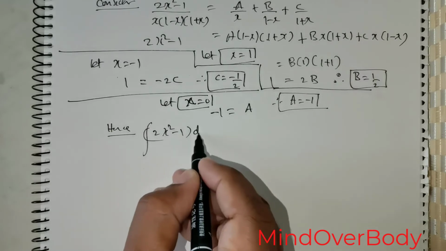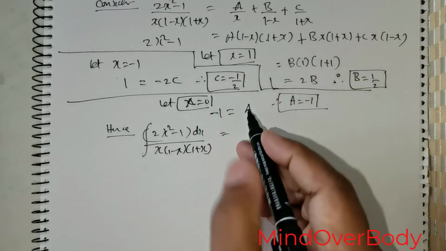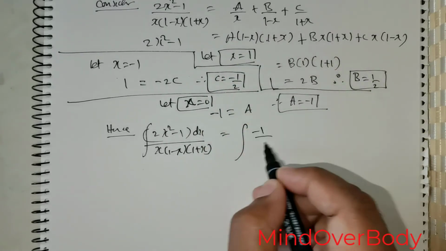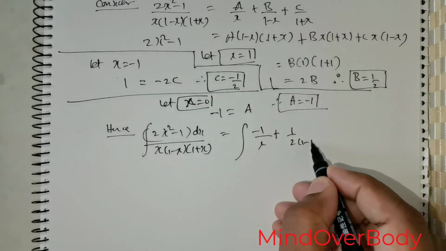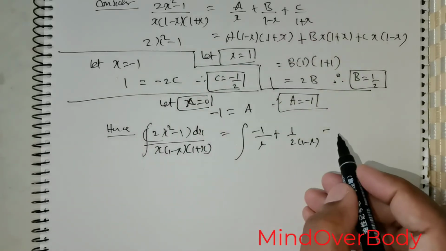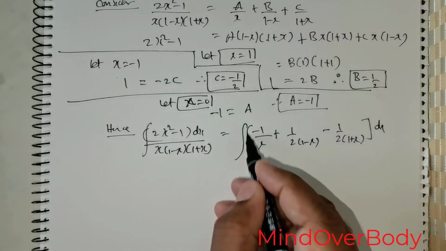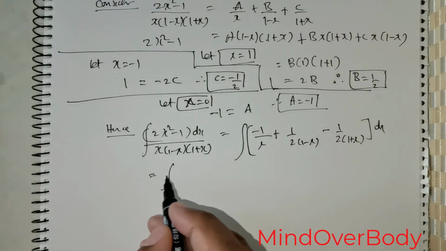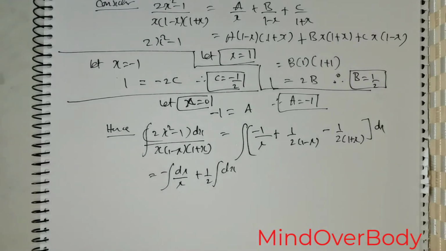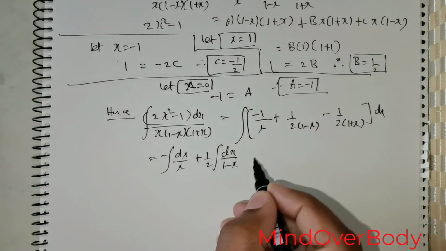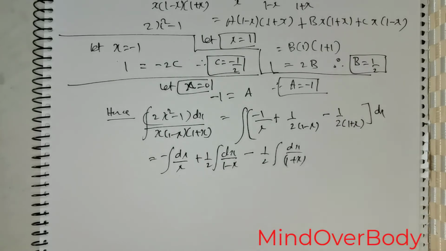the integral of 2 times (x squared minus 1) dx divided by x times (1 minus x) times (1 plus x) is rewritten as negative 1 over x plus 1 over 2 times (1 minus x), and my c is negative, so it's going to be 1 over 2 times (1 plus x), dx, right? So this is going to be the integral of negative 1 times dx over x, plus 1 over 2 times dx over 1 minus x, negative 1 over 2 times the integral of dx over 1 plus x.